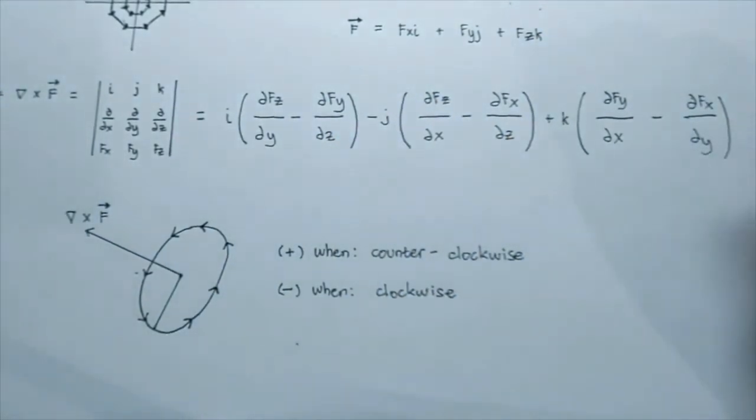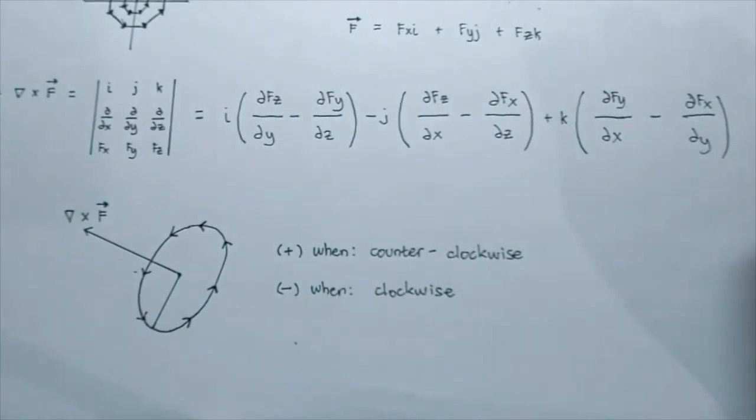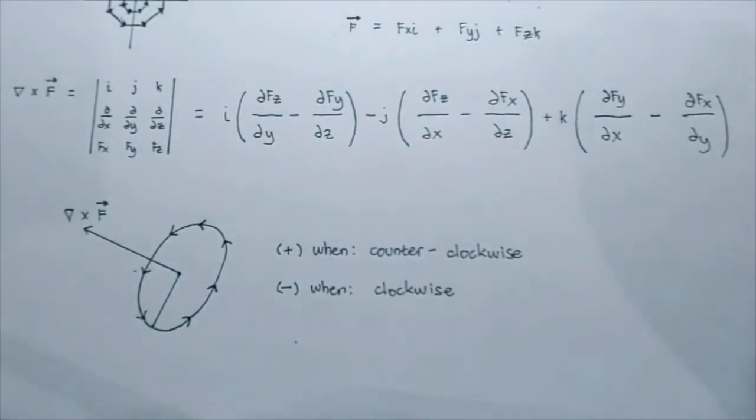Therefore, we can say that the magnitude of curl indicates how much the vector field changes when moving one unit in the x direction and one unit in the y direction.